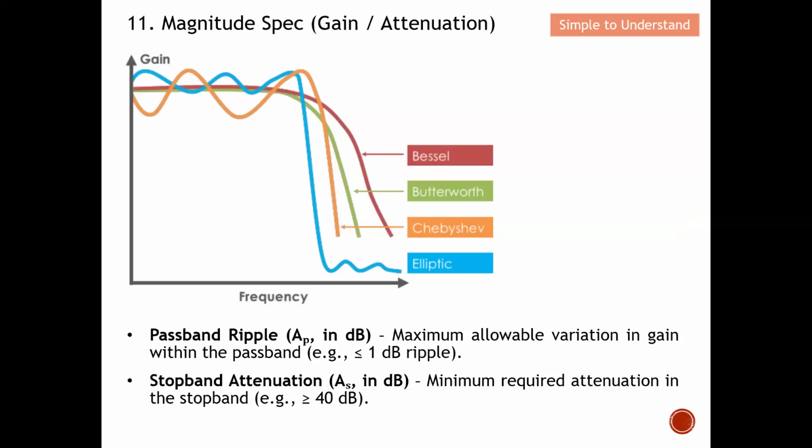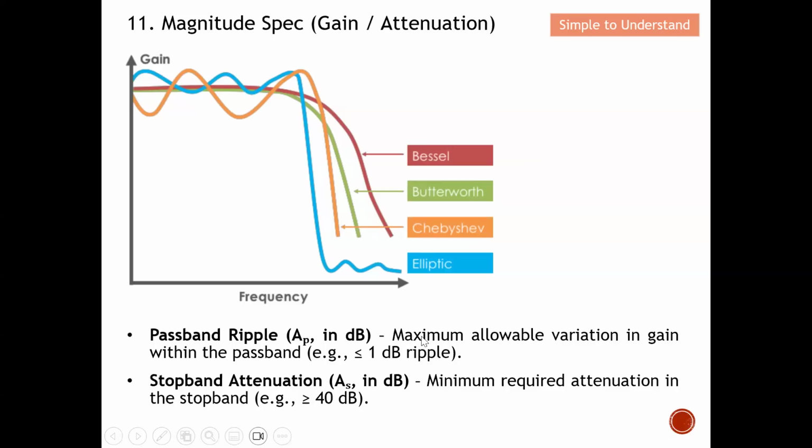Besides that, I also mentioned just now that there will be ripple on both the pass band and the stop band. In some cases, we need to quantify how much ripple we can tolerate. So we have the pass band ripple, and we also have the stop band attenuation. In some use cases, for example, we don't allow much ripple in the pass band, and we want to quantify how much the ripple effect will be. This is the maximum allowable variation in gain within the pass band.